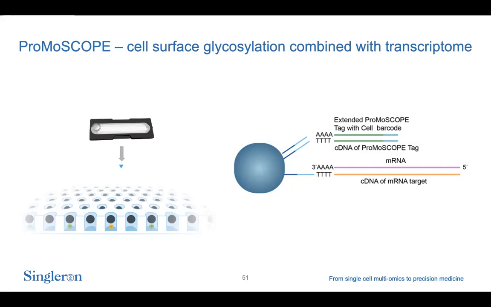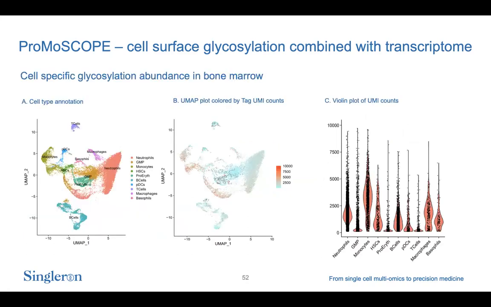And you can quantify how much of this ProMOSCOPE tag you had for every single cell. And in the end, you can get the information of how much glycosylation is there on the cell surface of every single cell that you analyze in your single cell sequencing experiment.